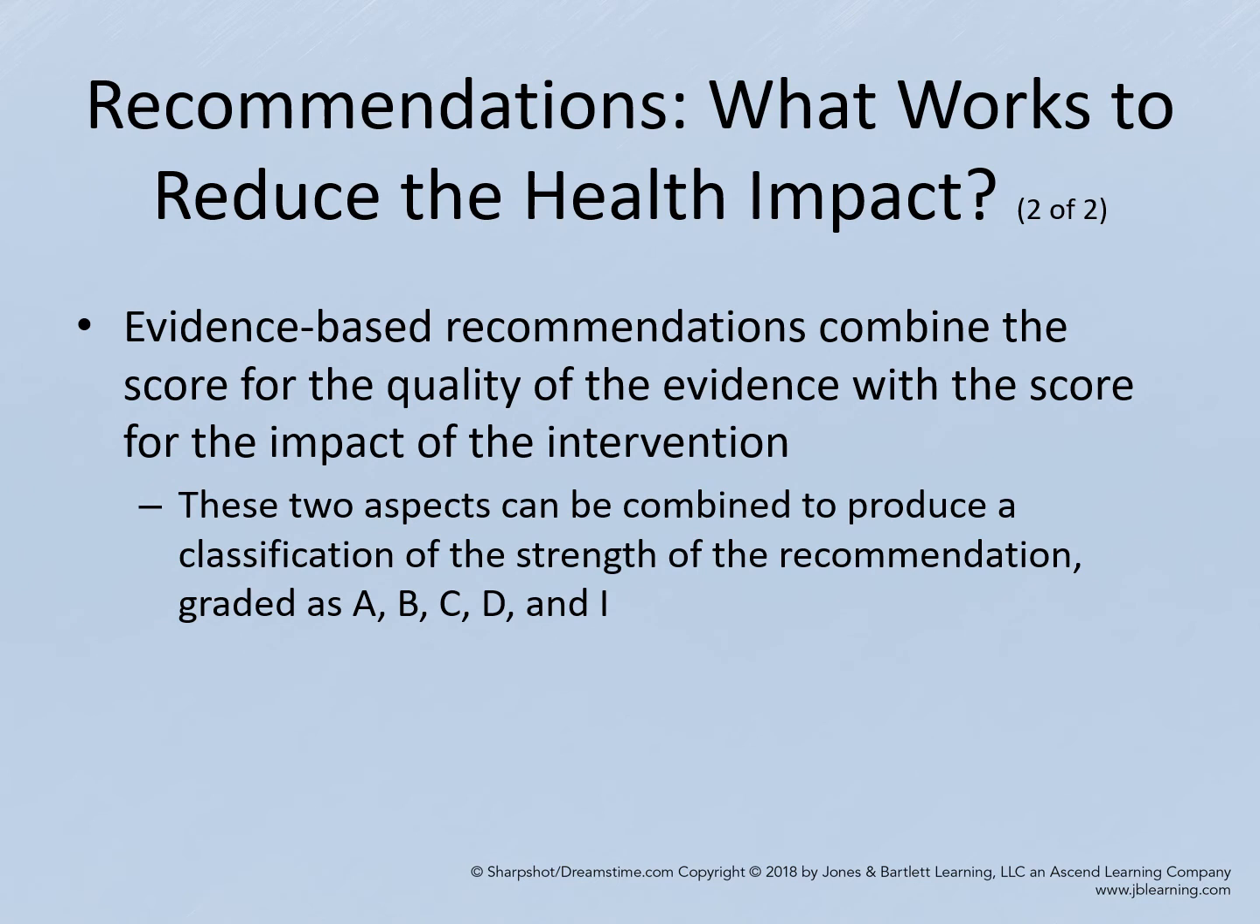So evidence-based recommendations combine the score for the quality of the evidence with the score for the impact of the interventions. These two aspects can be combined to produce a classification of the strength of the recommendations graded as A, B, C, D, and I. So A means net benefit is substantial, B is moderate, C is net benefit is small, and D is zero or negative effect. So I is poor or insufficient evidence, or net benefit is zero. Insufficient evidence is I.